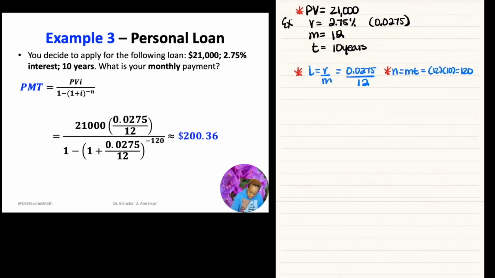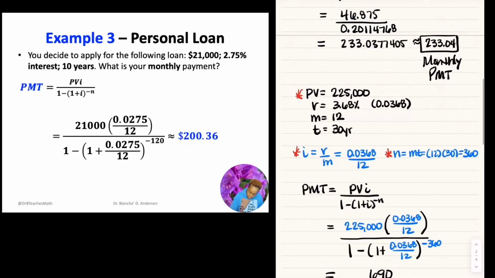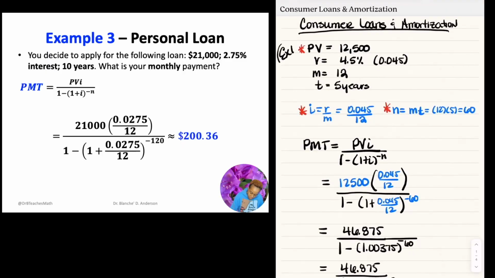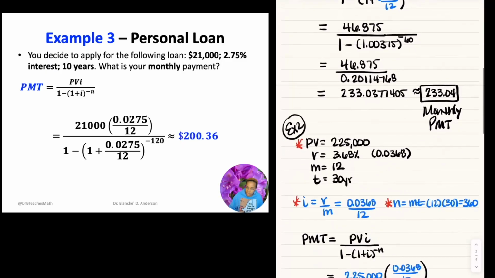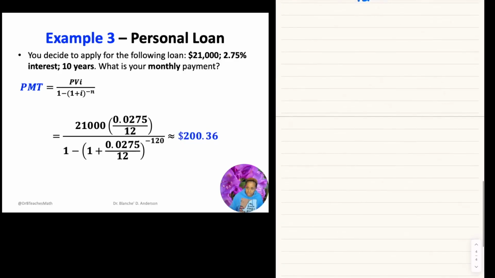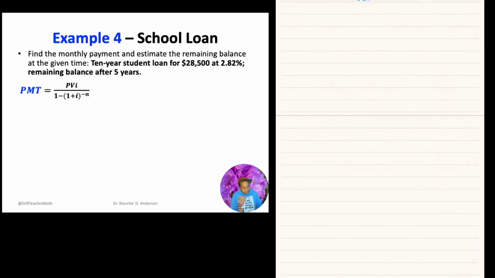I didn't label these. This was example 3. This was example 2. And this was example 1. Again, because all these are really the same type of work, that's why we're just doing it that way. Okay, so this one's example 4.